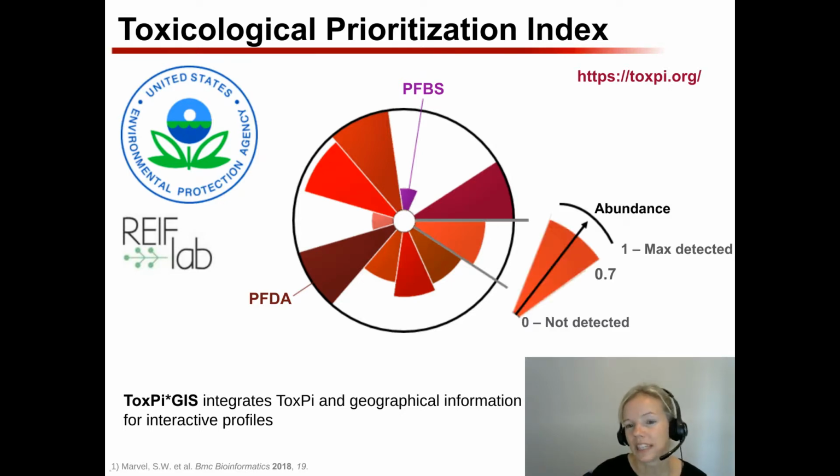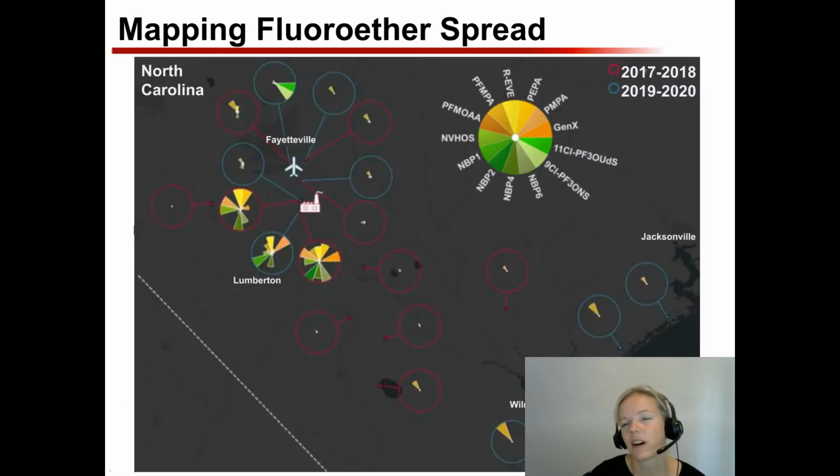And so this shows the slice and how 0 is not detected and 1 is your max abundance. But this gives us a good way to look at distributions. So what we can do is we can take these ToxPis now and we can put them on maps and see specific trends in the distributions of the PFAS we're observing.